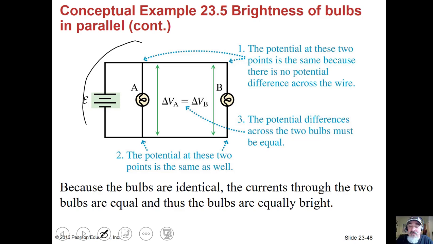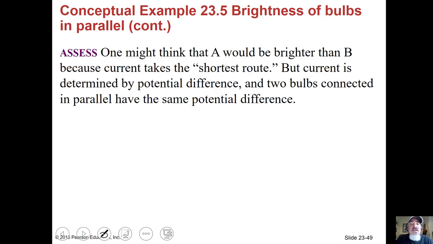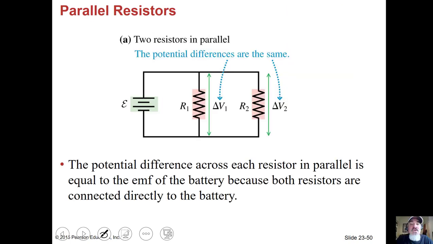Okay, good. So you might think A would be brighter because it takes the shortest route, but again, you can make those wires as short or as long as you want to if they don't have any resistance, just like I did in that little picture. Okay, so they have the same potential. So the ski lift has lifted you up to the same height. You have the same potential. So you're at the same height here or here.